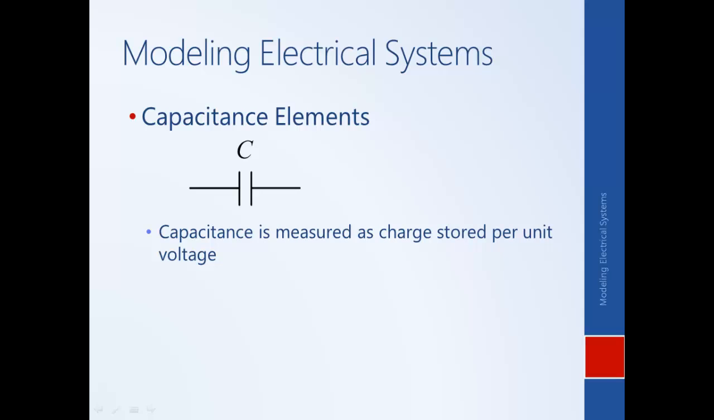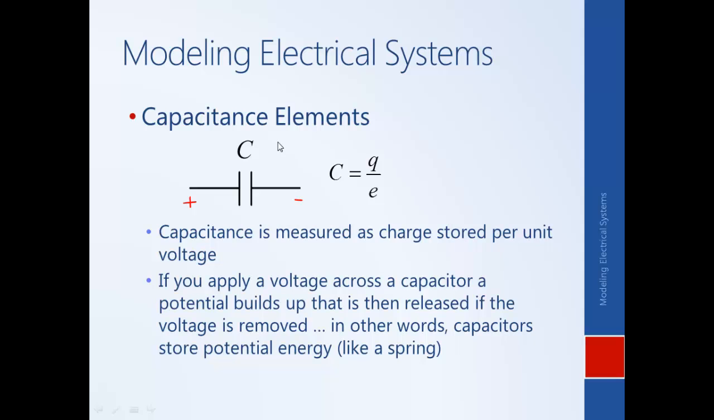Capacitance is measured as the charge stored per unit voltage, as shown here. So again, Q is charge, E is the voltage across the capacitor. What this means makes a little bit more sense if we think about physically what a capacitor is. So this symbol represents the simplest sort of structure or construction of a capacitor. You can think of a capacitor as consisting of two conductive plates with some dielectric material in between.